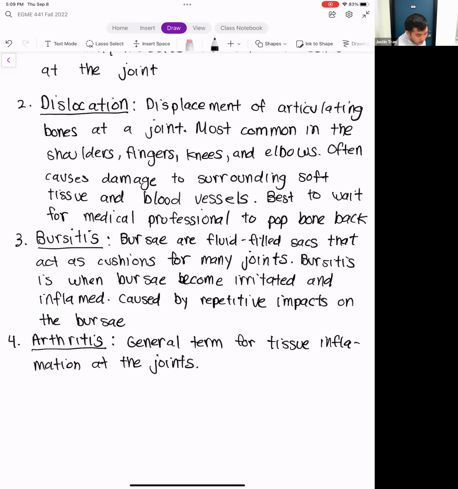And so this is separate from bursitis. Bursitis is specifically inflammation of the bursa at your joints, but other tissue inside your joints can also become inflamed as well. Okay, so that's arthritis. And this is extremely common. A lot of people will start to experience arthritis as they get older. But there's also certain types.